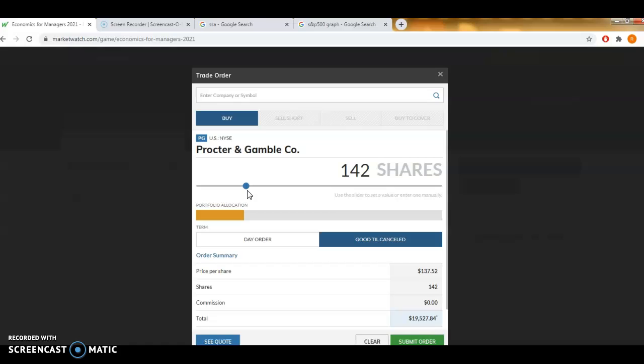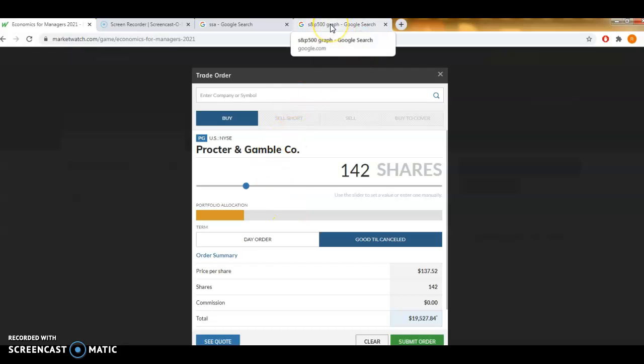$100,000. I don't know if the market game is going to actually give you an error or tell you if you're over $100,000. You're going to have to look at that. And once you decide on the stock pick, you're going to hit the submit order. All right, so I hope that's helpful to you.